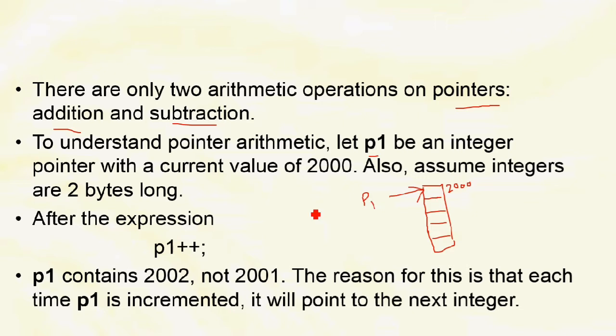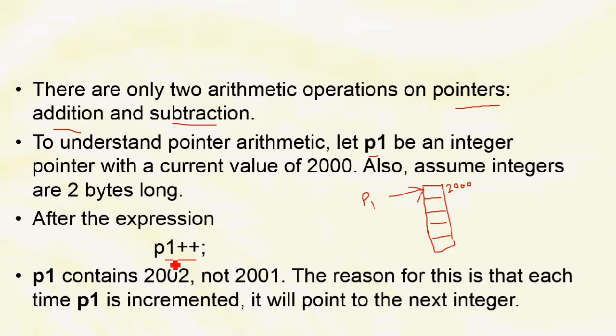Also assume integers are 2 bytes long. Normally integer size varies with the compiler; it may be 2 bytes or 4 bytes. Consider here the integer size is 2 bytes. Now I am doing a pointer increment, which is an arithmetic operation on a pointer. If it is a normal variable whose value is 10, and I use plus plus, we will get 11. 1 is added to the variable value.